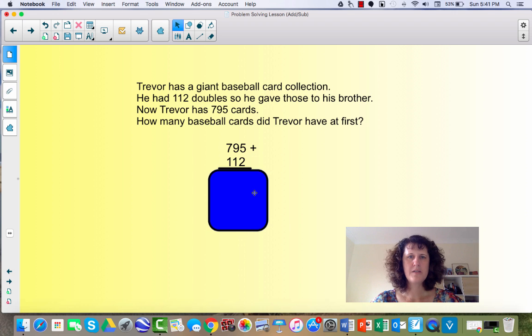795 plus the 112 he gave away leaves 907. So at first, Trevor had 907 cards. Obviously, it has to be a bigger number because it has to consider the ones that he gave away. And this, again, is a one-step problem.